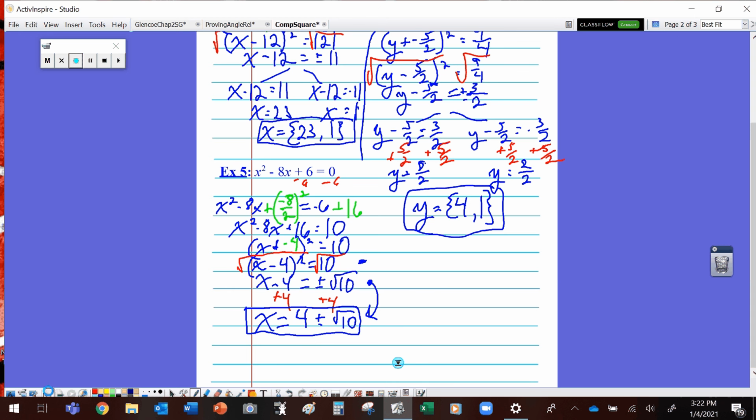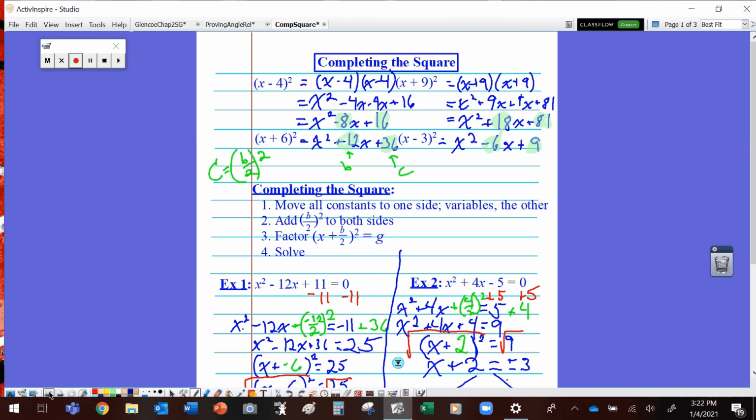So on all of these, the first thing that we want to do is move all the constants to one side, variables to the other. Add b over 2 squared to both sides. And when you're looking at that b, make sure if that b is negative, like this one is here, you keep that negative inside those parentheses. When you square it, it'll be positive, okay? But when you're working with it in these factors right here, we need it to be negative. That's where step 3 comes from, because if that b is negative, then this plus sign right here in your factor can become a minus sign. Okay, then once you have it in this form, you just solve. You take the square root on each side and you get the x all by itself.